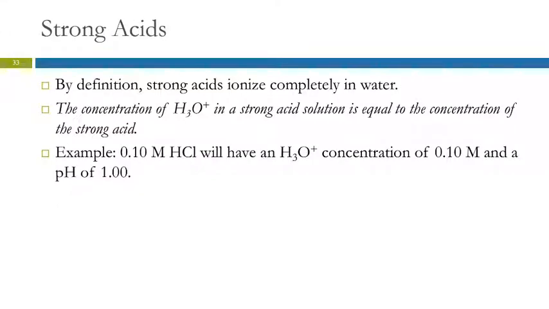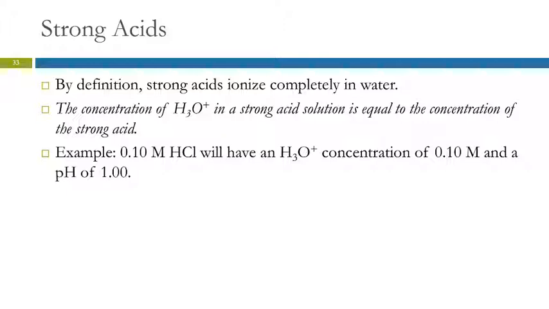So strong acids, again, by definition, ionize completely. How many strong acids are there? Six. Do you remember what they are? Yeah, there's hydrochloric, hydrobromic, hydroiodic, nitric, sulfuric, and perchloric. Okay, six of them. You should memorize those.